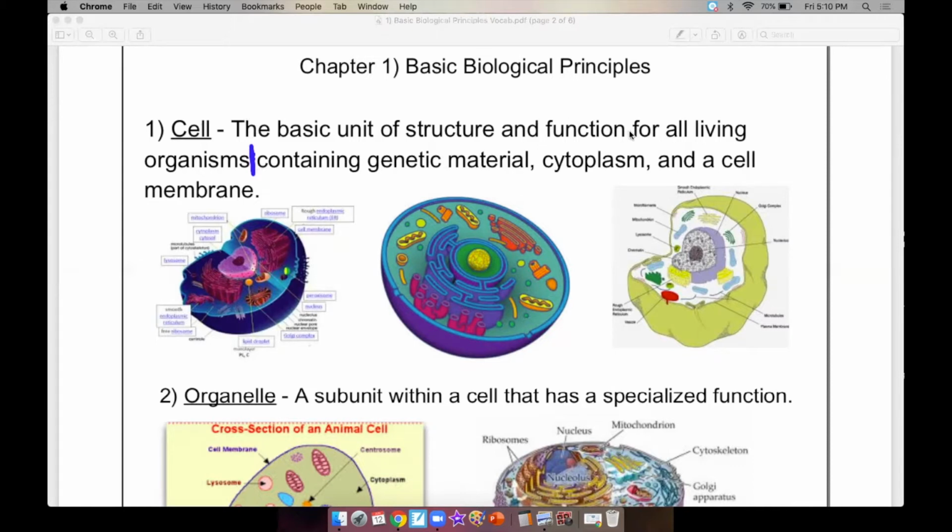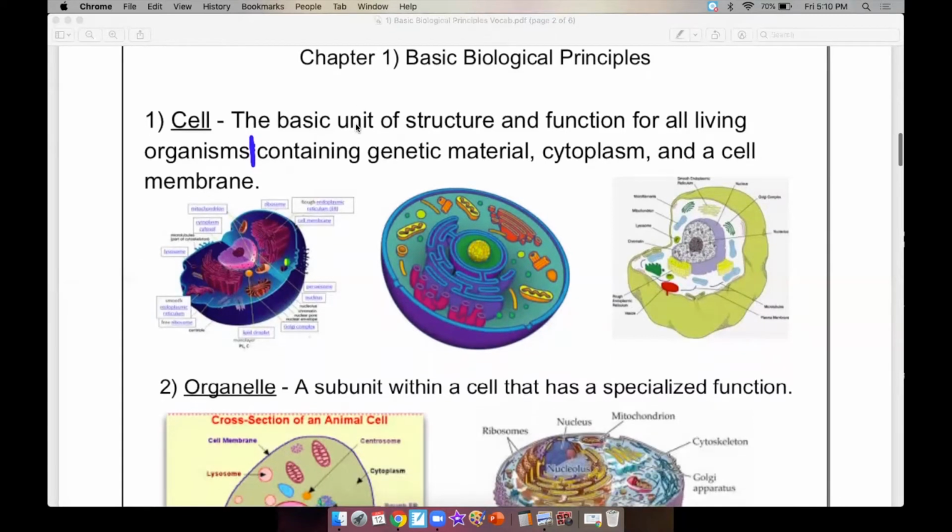What does that mean? It means structure, what you're made out of. You are a walking pile of cells. That's it. This is what you're made out of. And function, they have different jobs. Different cells have different jobs that keep you alive. And these are some pictures of cells right here.